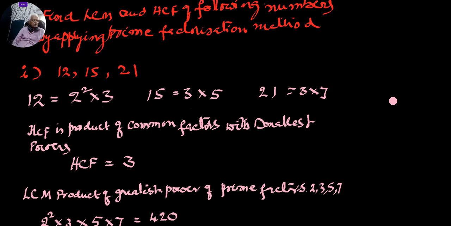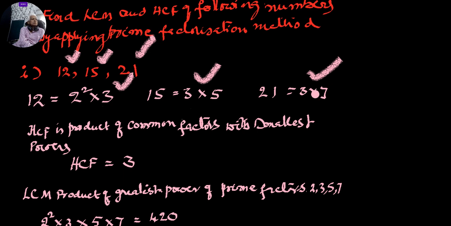Third problem. Find LCM and HCF of the following numbers by applying the prime factorization method. You have to find LCM and HCF for the following. First problem, we are given 3 numbers, 12, 15 and 21. 12 is 2 square times 3. 15 is 3 times 5. 21 is 3 times 7. These are the prime factors for all these 3 numbers.